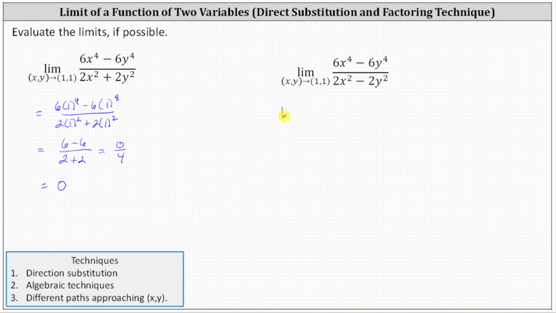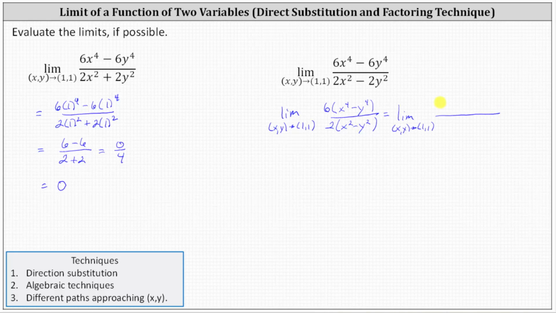This gives us the limit as x comma y approaches 1 comma 1 of 6 times the quantity x to the fourth minus y to the fourth, all divided by 2 times the quantity x squared minus y squared. Notice we have a difference of squares in the numerator and denominator. Let's go ahead and factor further.